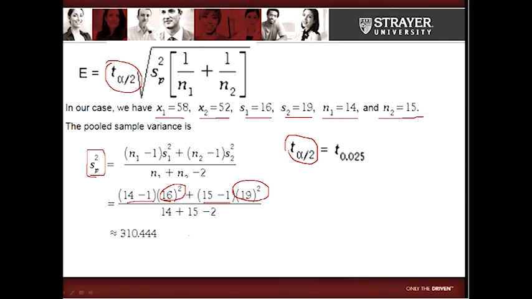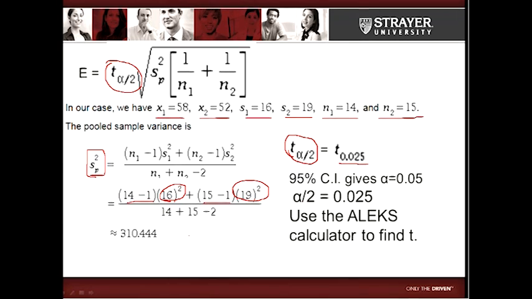Now our alpha over 2. Remember, our confidence level was going to be 95%, so that leaves us 5% for the alpha. Over 2 leaves us 0.025. So t of 0.025, you can use the ALEKS calculator to find that. Remember, our degrees of freedom is 14 plus 15 is 29, minus 2 is 27.